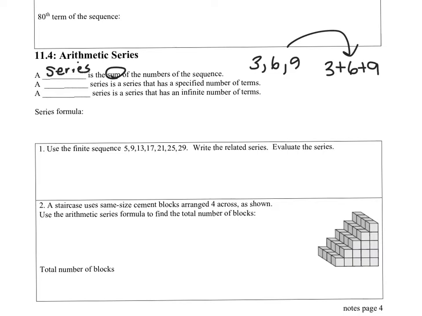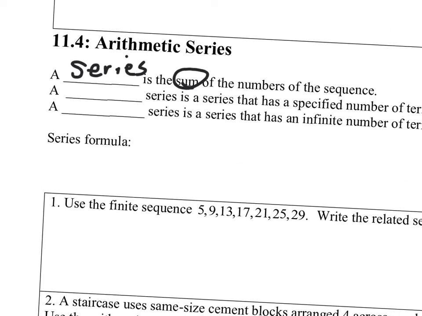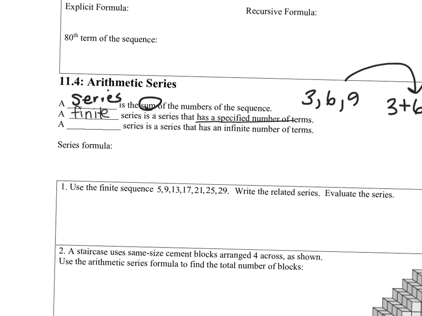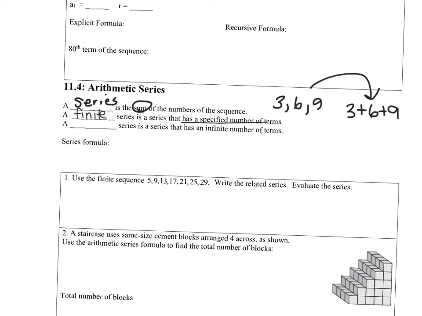I can call a series finite. Finite means it stops. So a finite series is a series that has a specified number of terms. My example right here is a finite series because there are just 3 terms.